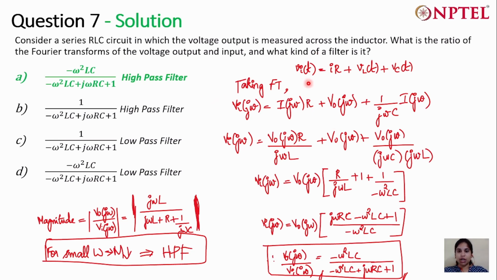So we are taking the Fourier transform. So Vi of j omega is I of j omega into R plus V naught of j omega plus, with respect to Vc of t, Vc of j omega means I of j omega by j omega c.